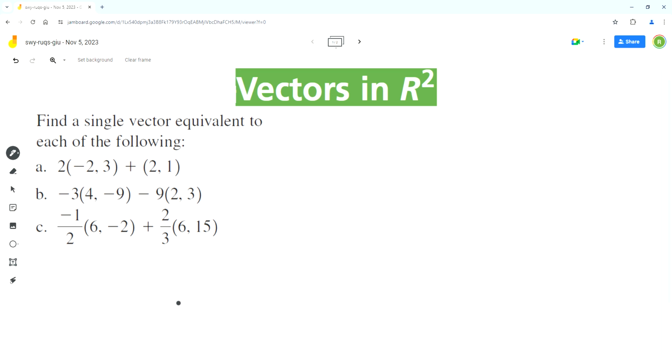So in this video, we'll solve this problem using the concepts of vectors in R2. Find a single vector equivalent to each of the following. So we have to simplify these vector expressions. So let's start with part A.